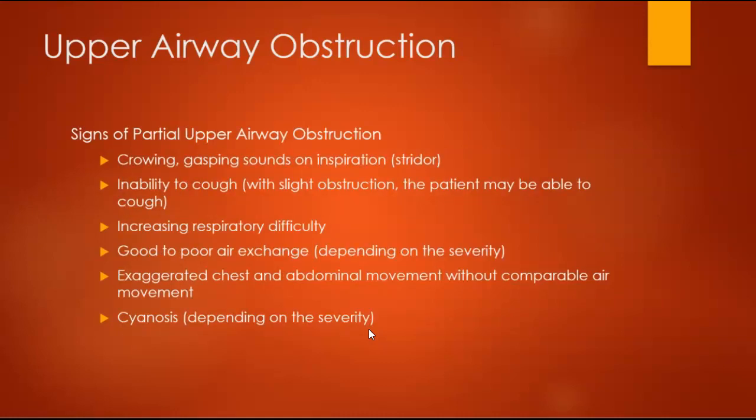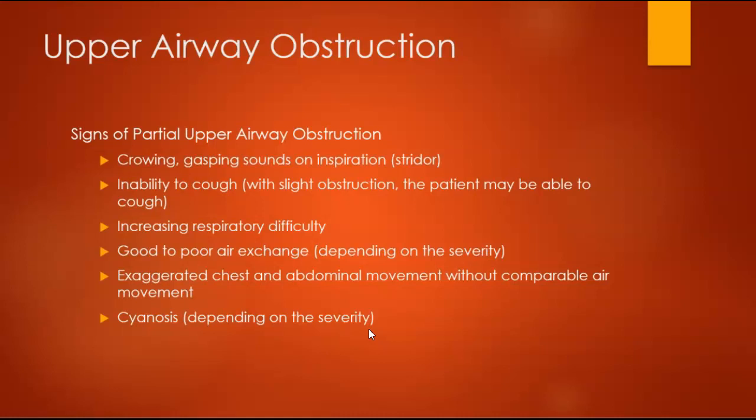Okay, so signs and symptoms. What are our patients going to look like when they have a partial upper airway obstruction? They're going to have a lot of crowing, gasping sounds on inspiration, so that's stridor. If it's partial, they may be able to cough slightly, but if it's fully obstructed, you're going to have an inability to cough or make noise. As the obstruction worsens, you're going to have increasing respiratory difficulty. You could have poor to good air exchange depending on the severity of the obstruction.